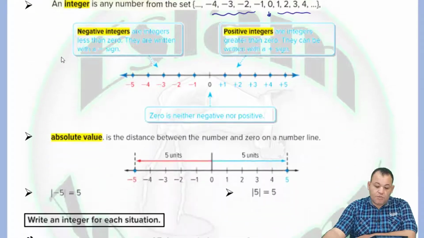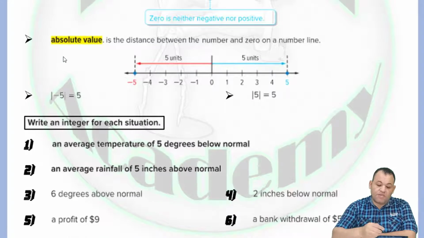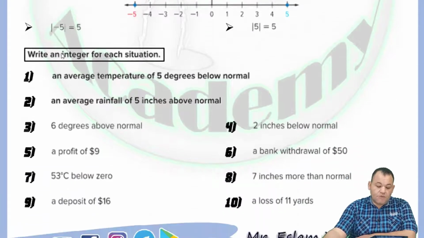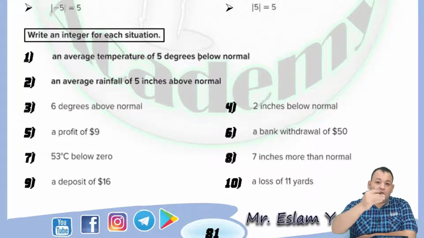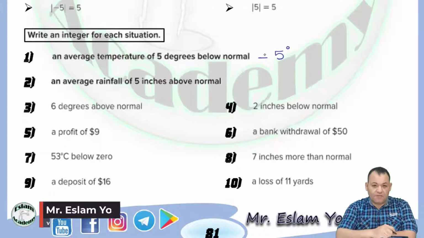In this question, we need to find the meaning of each situation that we have. For question number 1, we need to write the temperature if it is 5 degrees below the normal. Anything related to degrees below the normal means we are going under the normal, and under the normal means a negative value. So 5 degrees less than the normal will be negative 5.